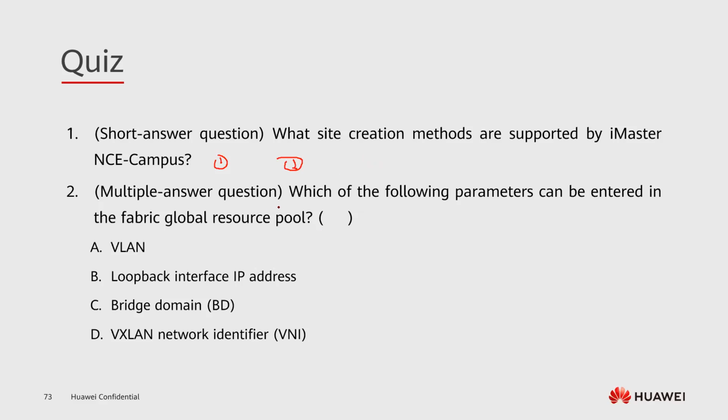And the second question is, which of the following parameters can be entered in the Fabric global resource pool? For the global resource pool, we will consider the interconnection VLAN and also the BD and the VNI for establishing the VXLAN tunnel. So the answer is ACD. And B is the loopback interface IP address. And this IP address we will consider in the underlay automation resource pool to establish the BGP EVPN neighbor relationship.